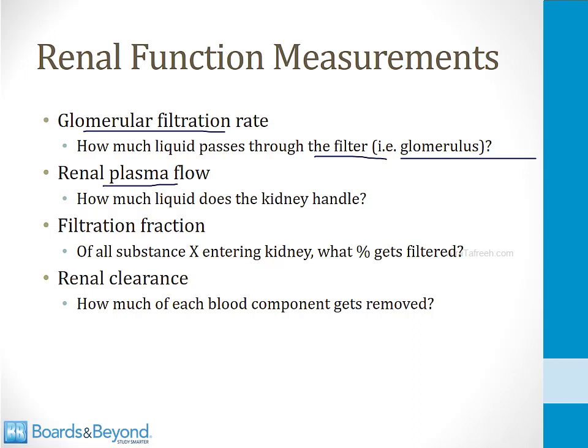Second measurement is the renal plasma flow. This is how much liquid the kidneys handle. So in other words, how much liquid goes into all of the glomeruli in the kidneys. We can also measure the filtration fraction. This is of all substance X entering the kidney, what percent gets filtered. And we'll talk more about that in a minute. And then finally, we'll talk about renal clearance, which is a measurement of how much of each blood component gets removed. And it's calculated in an unusual manner. So we'll talk more about that in this video.